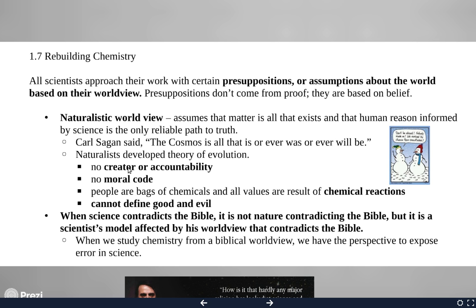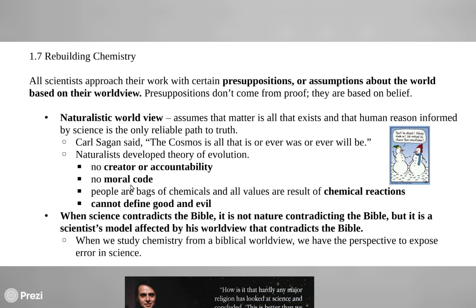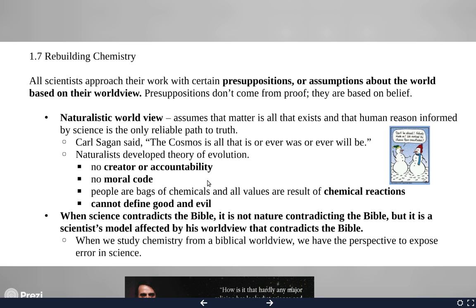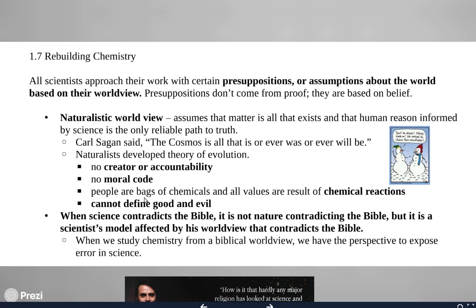Naturalists, like Carl Sagan, have no creator or accountability. They have no moral code. That doesn't mean they don't do good and bad, but they don't base it on anything concrete. And they think that people are just chemical reactions or stardust. I've even read that a lot lately. They can't define good and evil concretely either, although God does put within all of us a conscience. We write our own laws, and we all fail to follow those laws, but we can't all define it equally, concretely, from something that we know is true.